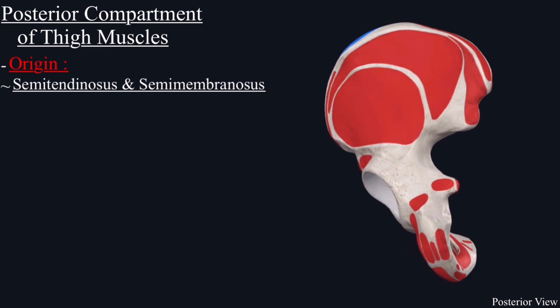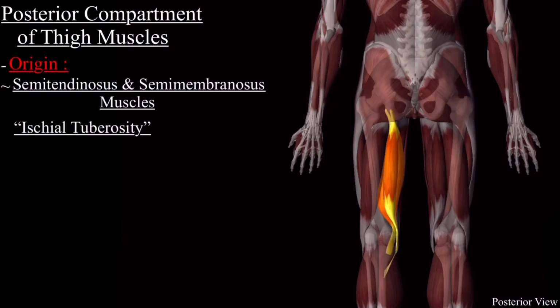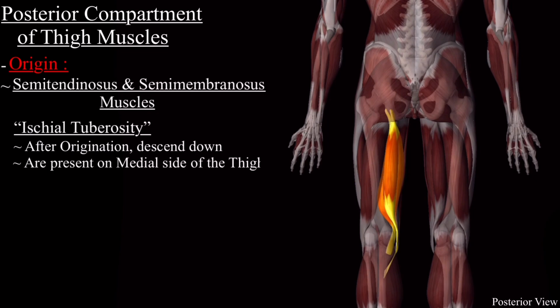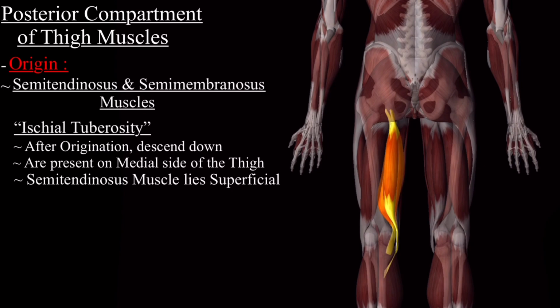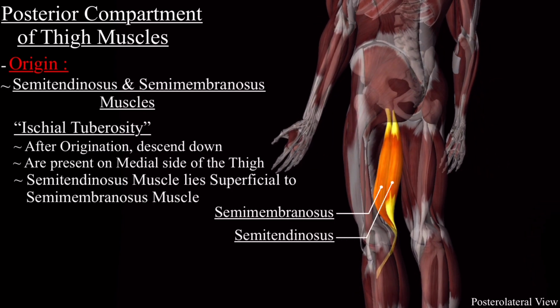The semitendinosus muscle and semimembranosus muscle originate from the ischial tuberosity. After origination, these muscles descend down. Both of these muscles are present on the medial side of the thigh. Semitendinosus muscle lies superficial to semimembranosus muscle.